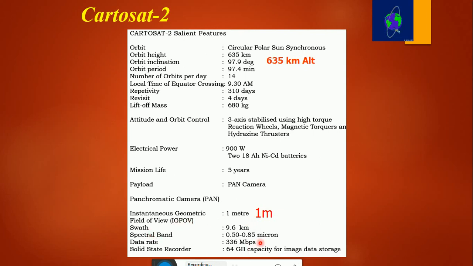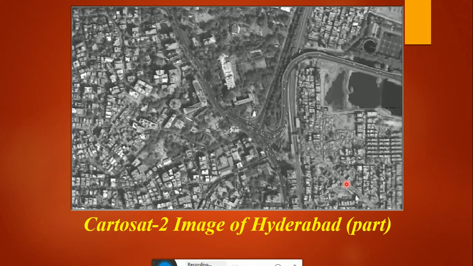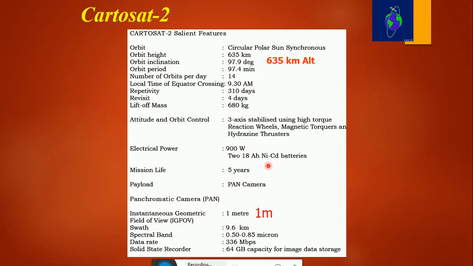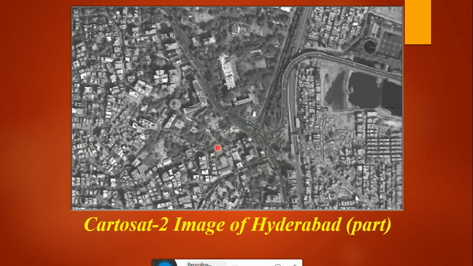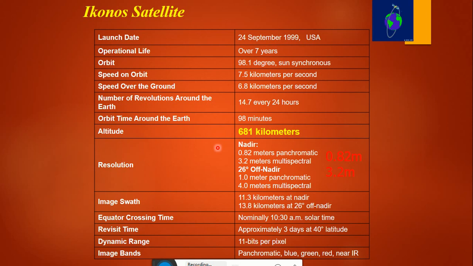681 kilometers. Resolution is 0.82 meter and 3.2 meter at Nadir. Image swath is 11.3 km at Nadir and 13.9 km at 26 degrees off Nadir. Equator crossing time normally 10:30 am solar time. Revisit time approximately 3 days at 40 degrees. Dynamic range 11 bits per pixel. Image bands: panchromatic, blue, green, red, and near infrared. You can see the image of Vatican City, that is 0.82 and 3.2 meter pixel resolution. So you can see how clear the images are from this satellite.